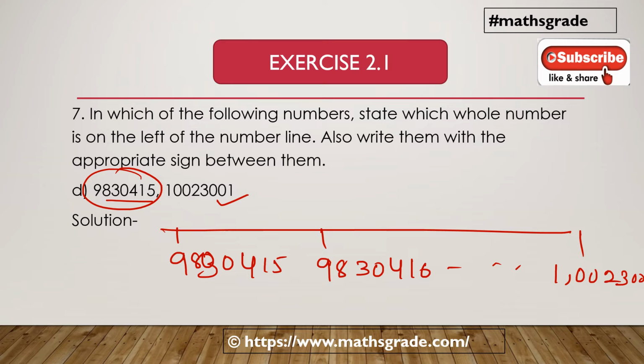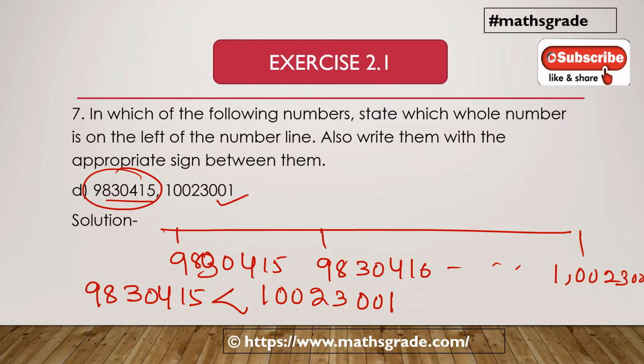So 98,30,415 is on the left of the number line, and between these two numbers, 98,30,415 is less than 1,23,001, and the appropriate sign is the smaller than, less than symbol.